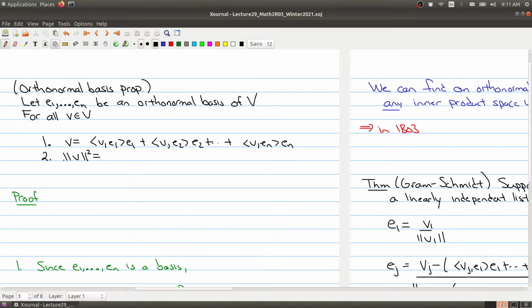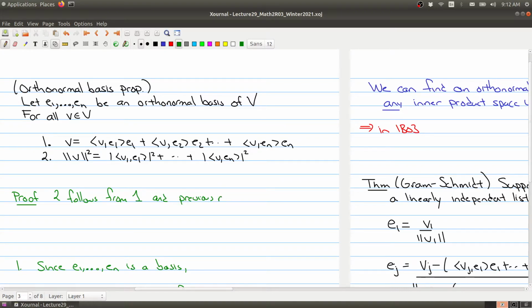And the other thing that we have is that the norm of V squared is simply the absolute value of each of these inner products squared, and we take the sum of all of those. So we take the inner product of V with each basis element, take the absolute value, and then square that value. Now 2 actually just follows from 1 and the previous result.